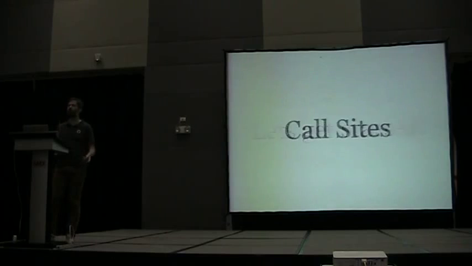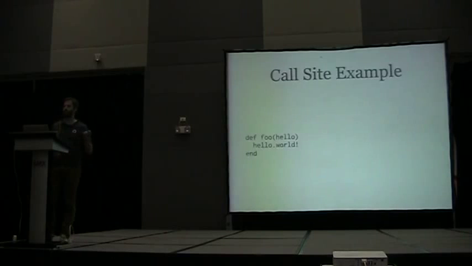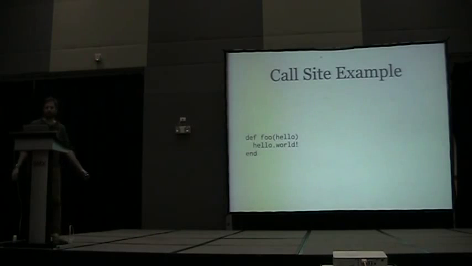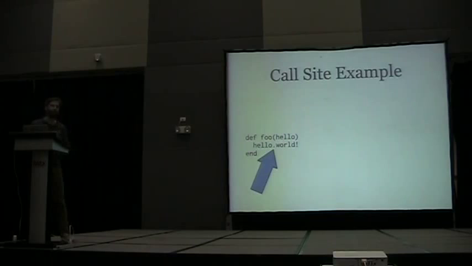First, I want to talk about call sites. What exactly are call sites? So here's an example of some Ruby code. If you look at this Ruby code, we have an example of a call site here. Pretty much any place with a dot is what we would call a call site. That's where a method gets called on something.